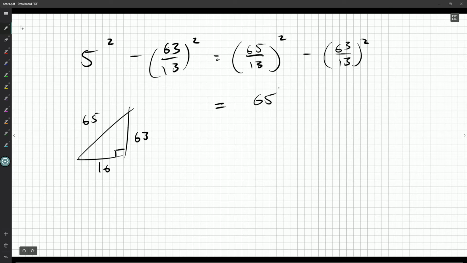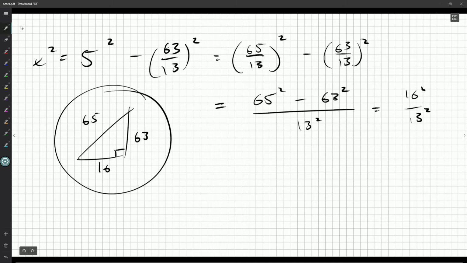Okay? You would have said, 65 squared minus 63 squared all over 13 squared, and that's just 16 squared over 13 squared. And that would have gotten you the value of x squared ever so slightly faster. As I say, I mean, this isn't even one that I have jumping right into my head when I think Pythagorean triples, but certainly does help.